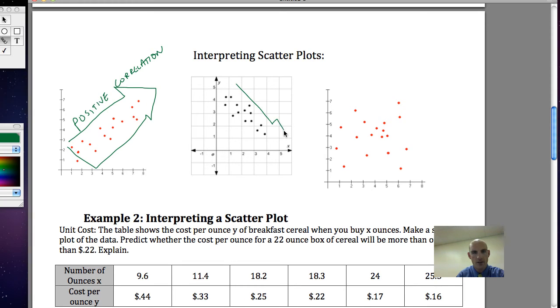Since these go down and to the right, these are going to be a negative relationship. And you'll notice these are kind of all over the place. These have no relationship.